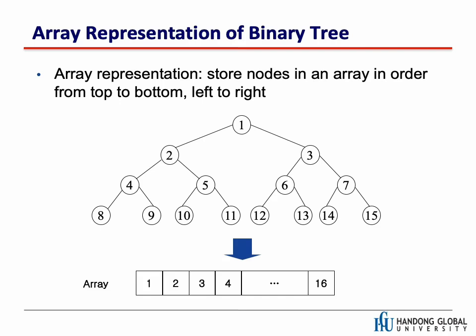So the root node will be the first element of this array, and the left child of the root node will be the second element, and the right child of the root node will be the third element. We just count all the nodes from the top to the bottom, from left to right. These numbers will be the index of this array. This is quite a simple representation of binary tree.